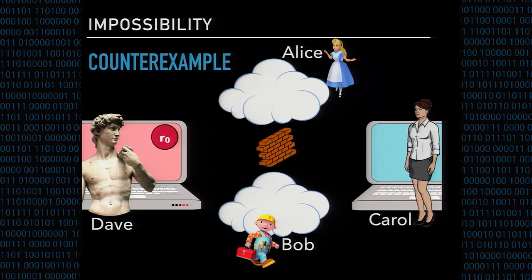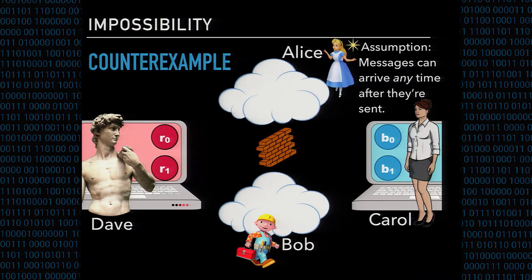Suppose Carol and Dave start their transactions. So Dave sends his message to Alice, Carol sends her message to Alice, Dave sends his message to Bob, and Carol sends her message to Bob. Now, we make the popular asynchronous network assumption that messages can arrive at any time after they're sent, and there's no way to know in what order or after how long. So Carol and Dave's messages will arrive at Alice and Bob eventually, but we don't know which will arrive when.